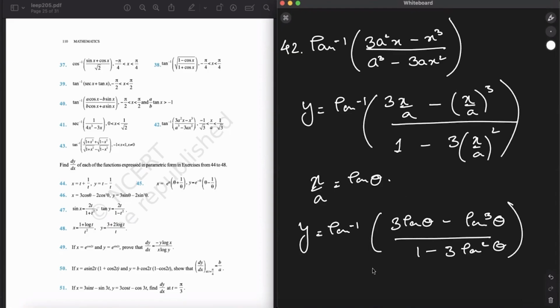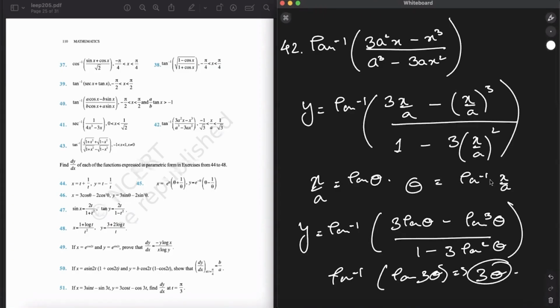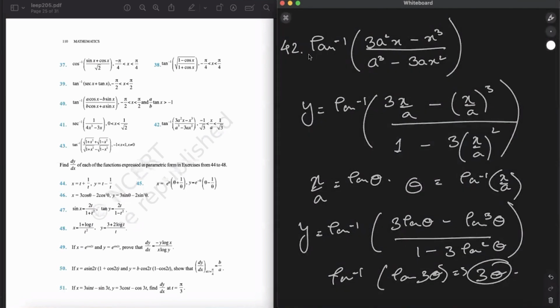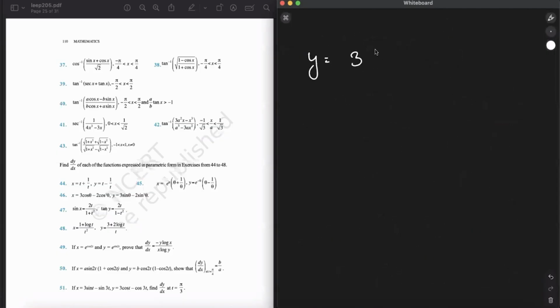And this is the formula for what? Tell me quickly. So my y is equal to tan inverse of tan 3 theta, and theta is equal to tan inverse x upon a. So my y is equal to 3 times tan inverse x upon a.